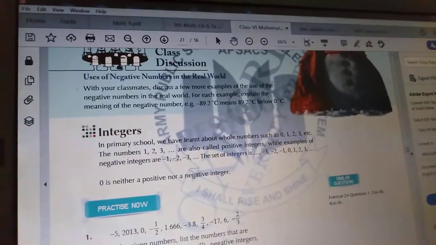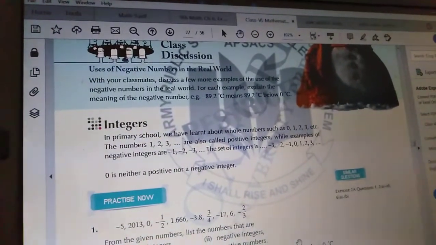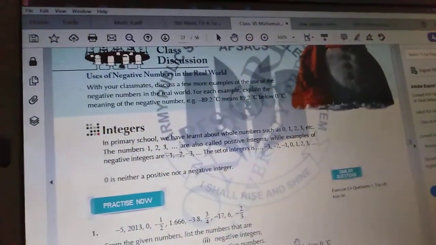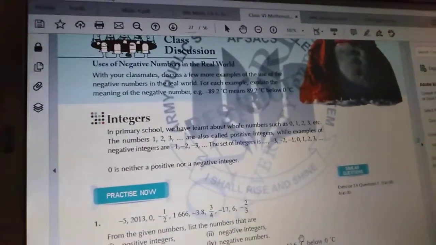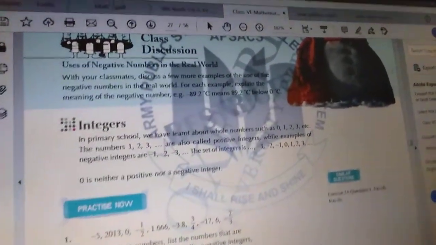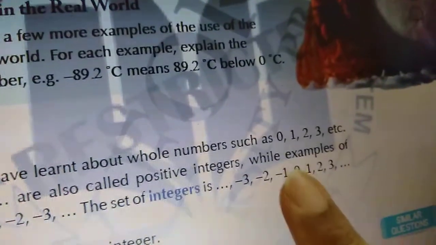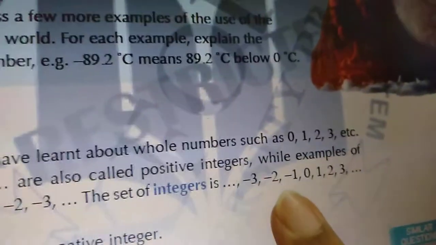So the negative numbers will be called negative integers and the positive numbers will be called positive integers, and 0 is neither a positive integer nor a negative integer. So as a whole, all these numbers will be called integers: 0, 1, 2, 3 and 0, minus 1, minus 2, minus 3, and so on. So these numbers are called the integers.